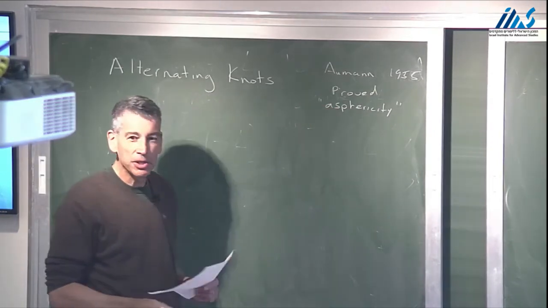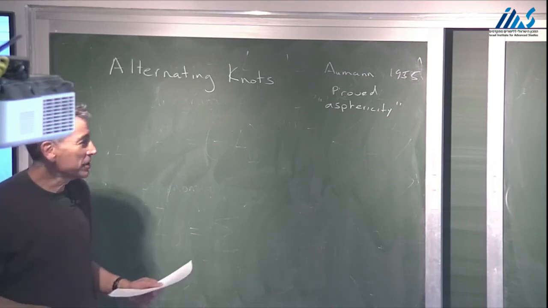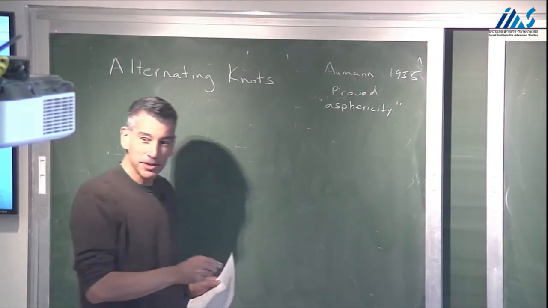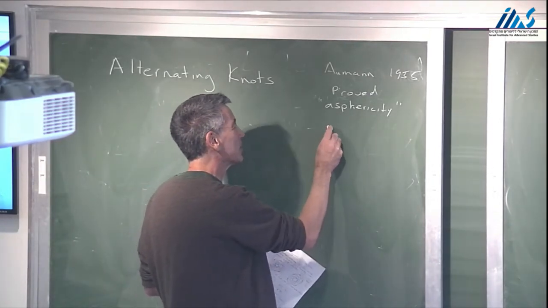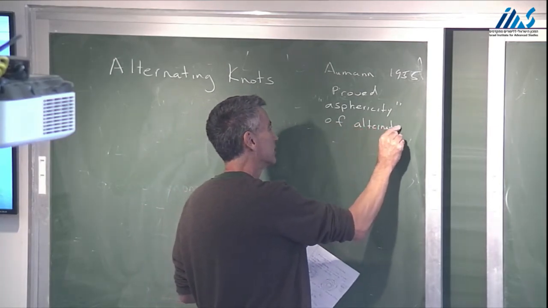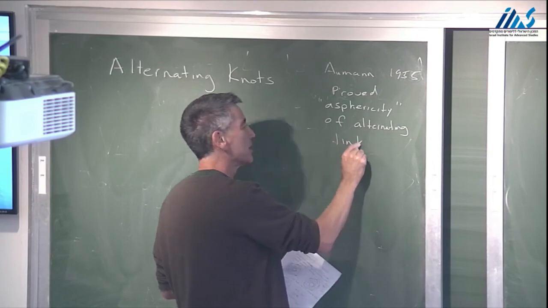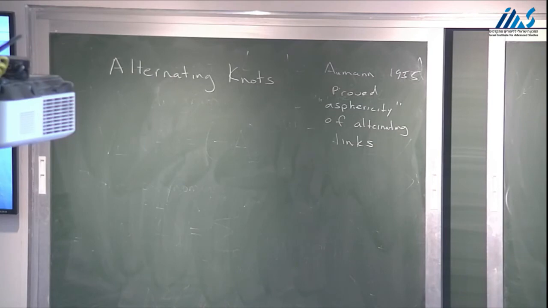For those of you who know, Aumann is a famous game theorist who won the Nobel Prize for game theory. But he started as a knot theorist. And he lives one floor above? Yeah, that's right. His office is upstairs. So he proved the asphericity of alternating knots, links actually, knots and links. Asphericity means if you take one of these knots and you somehow stick a two-sphere in space not intersecting the knot, so there's some very twisted two-sphere, maybe it crosses itself.